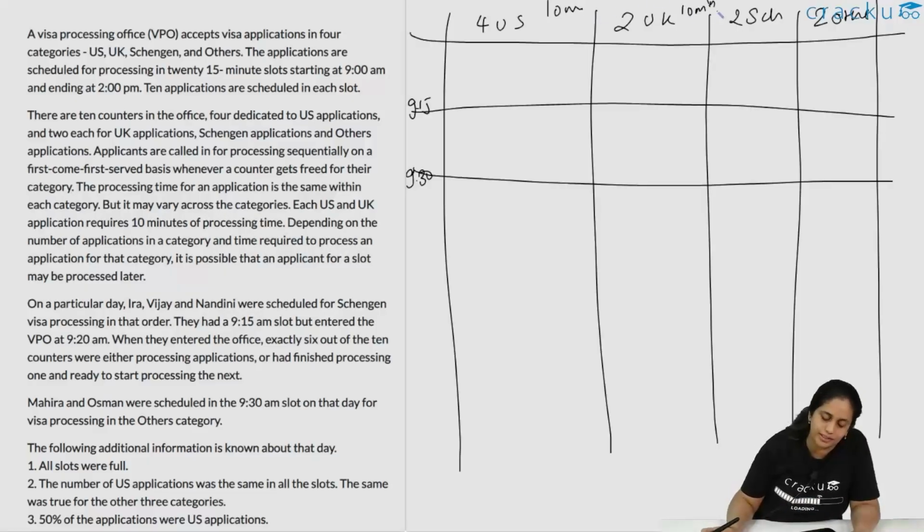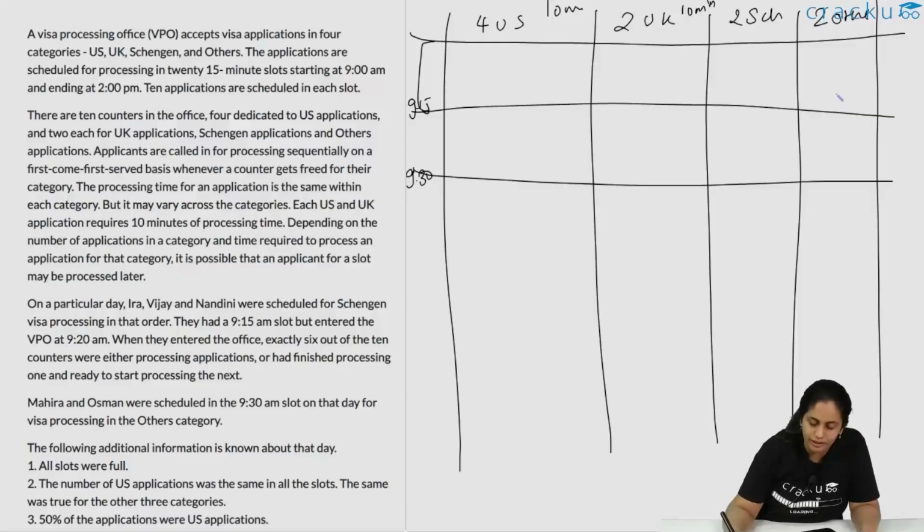And processing time: depending on the number of applications in a category and the time required to process an application for that category, it is possible that an applicant for a slot may be processed later. So anybody who is scheduled for the first slot may actually get processed in the second slot or something like that. On a particular day, Xavier and Nandini were scheduled for Schengen visa processing in that order. They had a 9:15 AM slot, but they entered the VPO at 9:20 AM. When they entered the office, exactly 6 out of the 10 counters were either processing applications or had finished processing one and were ready to start processing the next application. Mahira and Osman were scheduled in the 9:30 AM slot on that day for visa processing in the others category.